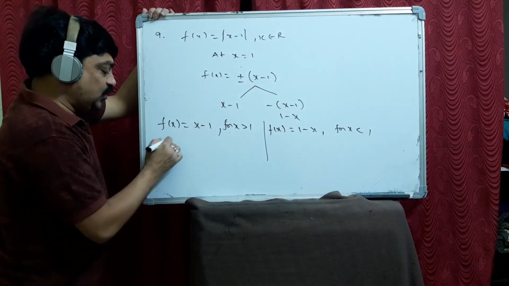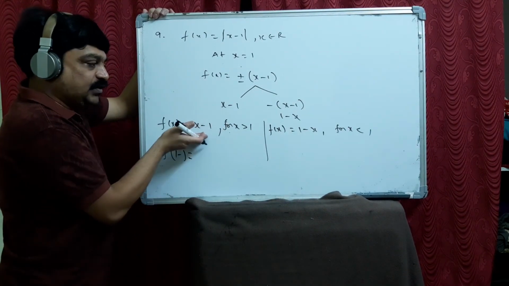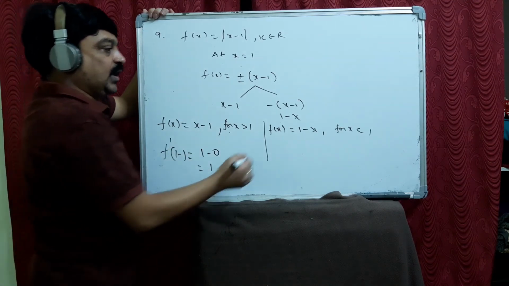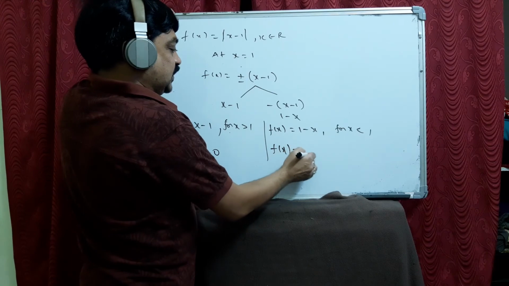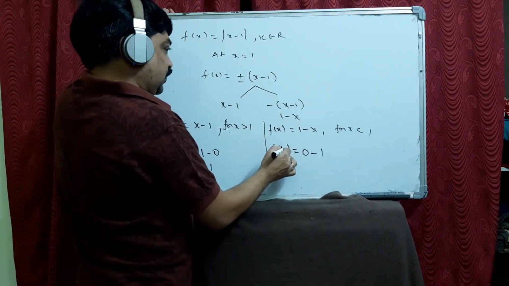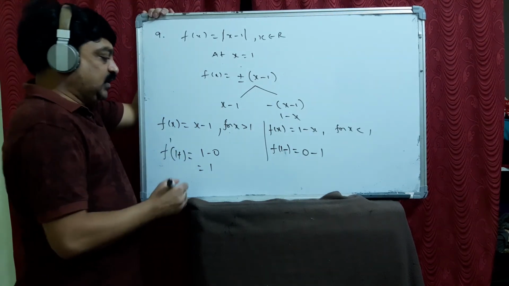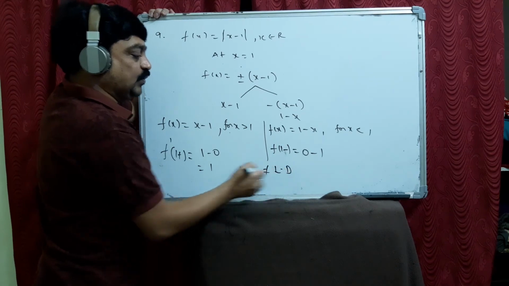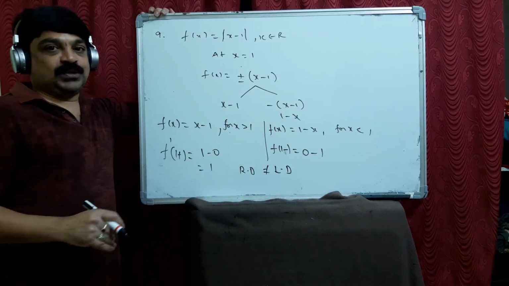Now, f dash of 1 minus means just differentiate this one. So the derivative of 1 minus x is minus 1, and here the derivative of x minus 1 is 1. That means this is minus and this is plus. See, the right derivative is not equal to the left derivative. So it is not differentiable. Okay.